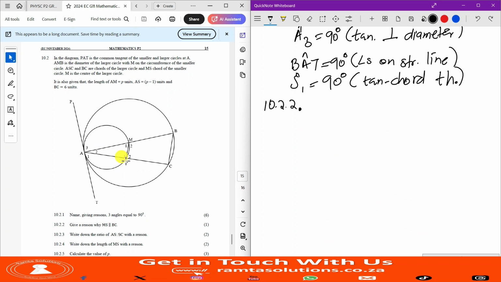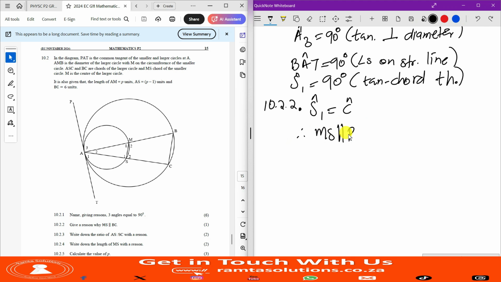10.2.2, we can confidently say MS is parallel to BC. I do find angle S1 to be equal to 90 degrees. This is because angle S1 is equal to angle C. And why is that? This is because angle S1 is equal to angle S2. So the reason, therefore, we can say MS is parallel to BC.